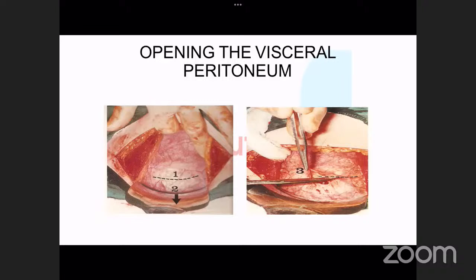Now, the visceral peritoneum, remember, it is the serosa of the uterus. So you identify the lower uterine segment where the peritoneum is loose between the bladder and the uterus. That's when you pick and incise the peritoneum between the bladder and the uterus. Next slide.